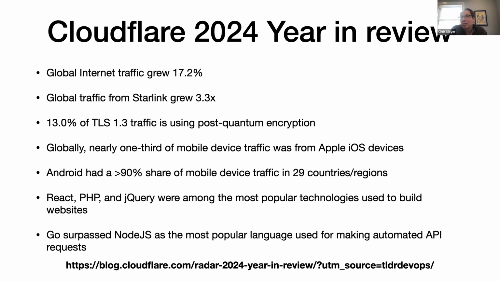13% of TLS 1.3 traffic is using post-quantum encryption, which is interesting to me. 1/3 of mobile device traffic is from Apple, probably iPhones, but I'm sure there's some iPads in there. And then Google has a huge percentage of mobile device traffic in 29 countries. Most popular technologies for building websites: React, PHP, and jQuery. And Go surpassed Node.js as the most popular language for making automated API requests. Interesting stuff.